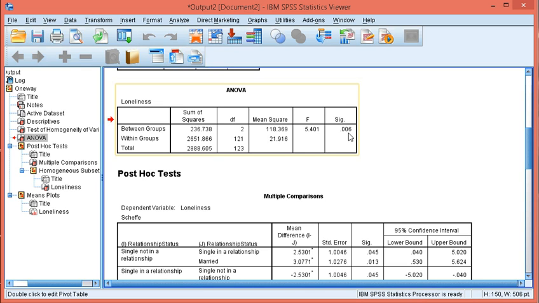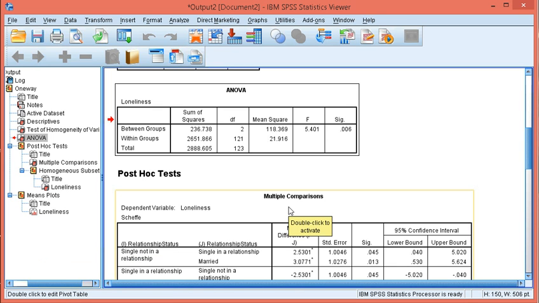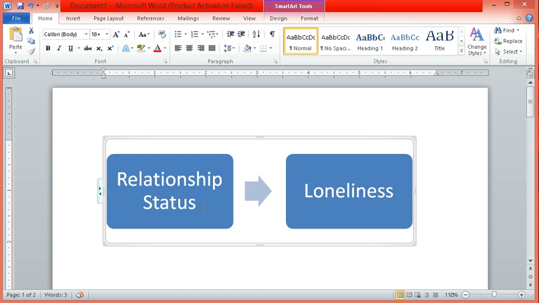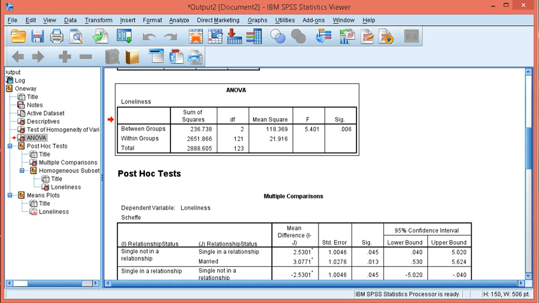Now, our null hypothesis again states that relationship status does not have an impact on, or cannot predict, one's level of loneliness. And if we are rejecting that, therefore, this provides some evidence for the alternative, and the alternative is suggesting that relationship status does have an impact or can predict one's level of loneliness. So we have evidence for this particular alternative hypothesis.